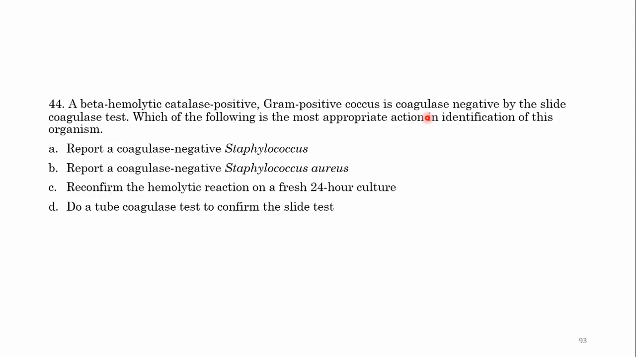Number 44, a beta-hemolytic catalase positive gram-positive coccus is coagulase negative by the slide coagulase test. Which of the following is the most appropriate action in identification of this organism? A, report a coagulase negative staphylococcus. B, report a coagulase negative Staphylococcus aureus. C, reconfirm the hemolytic reaction on a fresh 24-hour culture. D, do a tube coagulase test to confirm the slide test.